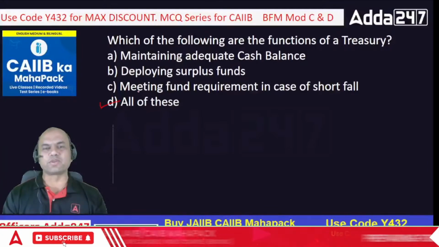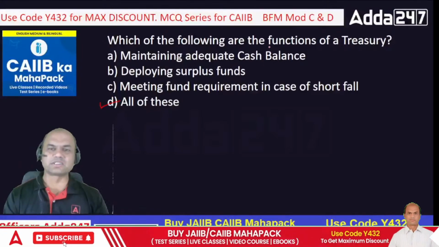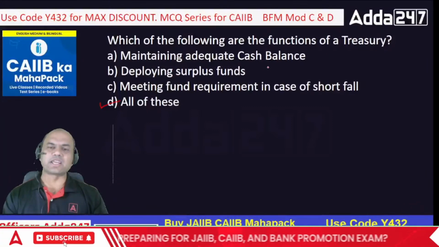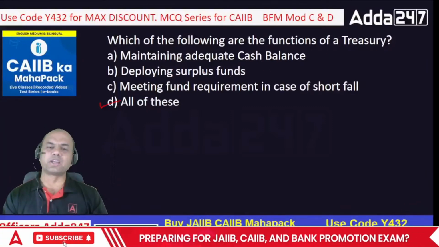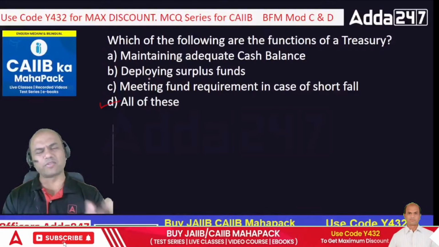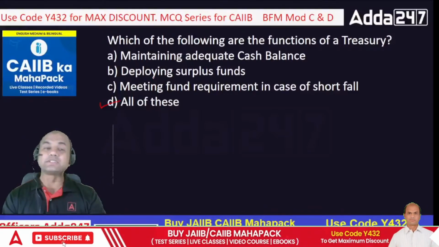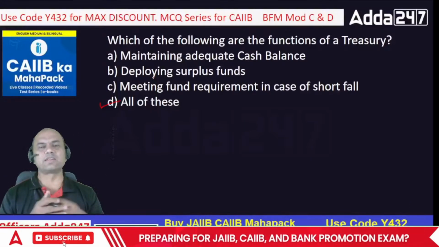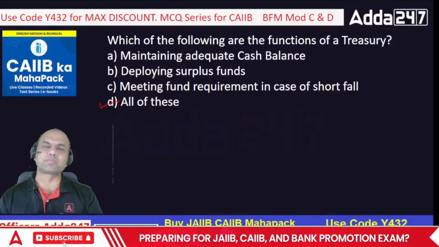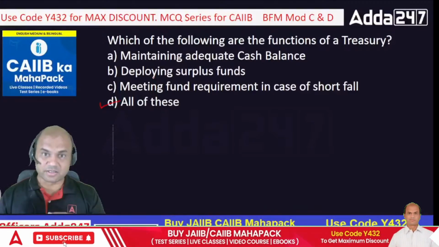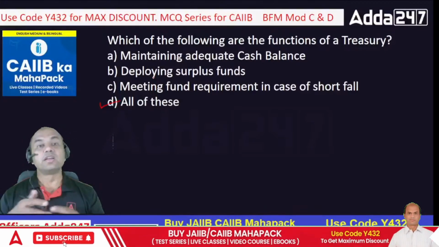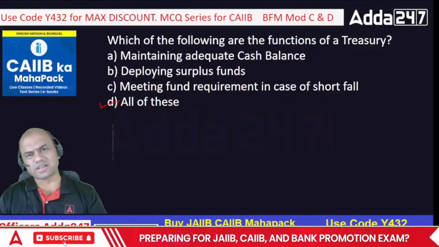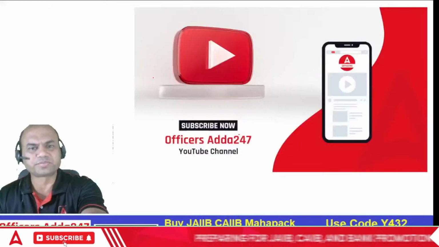After studying these many questions and understanding the functions of treasury, if you can't answer this, then it's of no use, isn't it? Adequate cash balance, surplus funds, deploying. Deploying means what? Investing. The meaning of deploying is investing, investing in various other avenues. There are many avenues available to treasury. They can invest in government bonds, private debentures, and foreign bonds also. Nobody can stop them, isn't it?